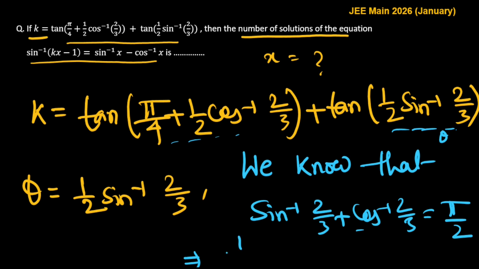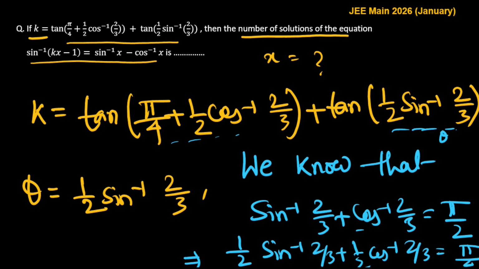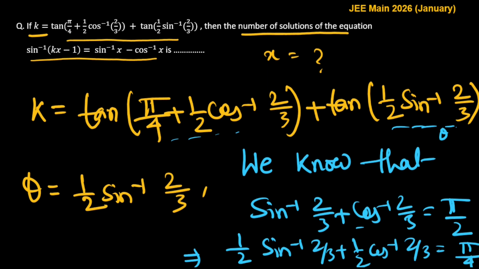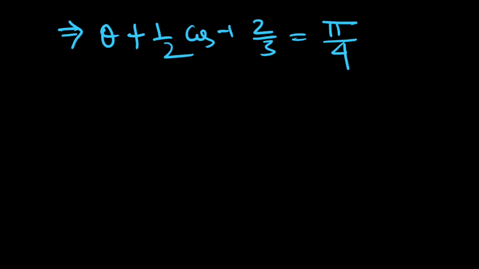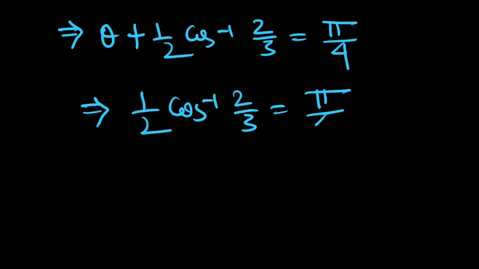So we multiply by half, that is half sine inverse 2 by 3 plus half cos inverse 2 by 3 is equal to pi by 4. Therefore this value is theta. So we put it here. This implies theta plus half cos inverse 2 by 3 is equal to pi by 4. This implies half cos inverse 2 by 3 is equal to pi by 4 minus theta.